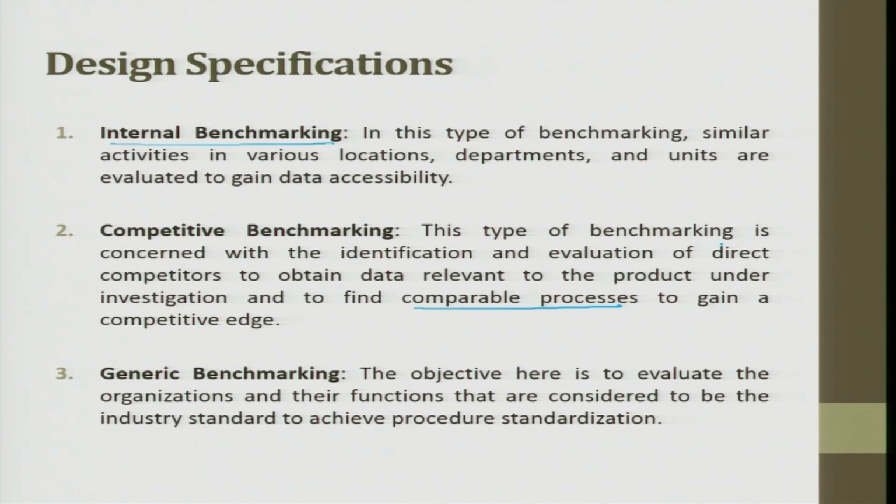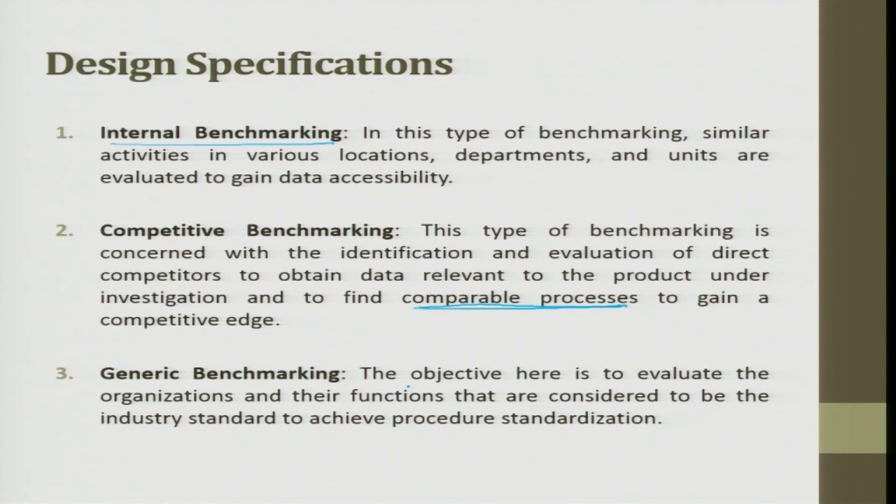This type of benchmarking is concerned with the identification and evaluation of direct competitors. I make a shirt, you make a shirt, and I see how much better my shirt is than yours. So, it is concerned with the identification and evaluation of direct competitors to obtain data relevant to the product under investigation, my shirt, your shirt, and to find comparable processes to gain a competitive edge. My shirt, your shirt, how is my shirt better than your shirt in terms of whatever 1, 2, 3, 4, 5. So, that is what a comparable process is.